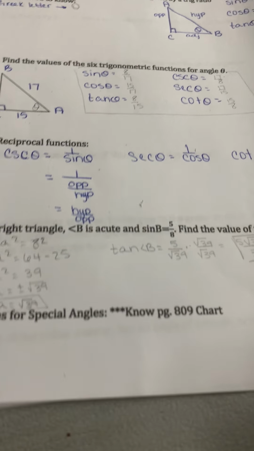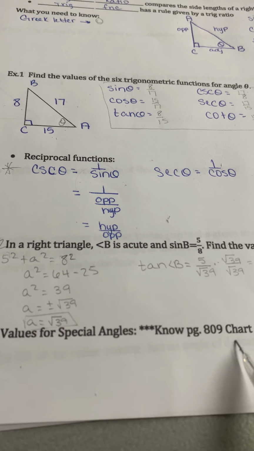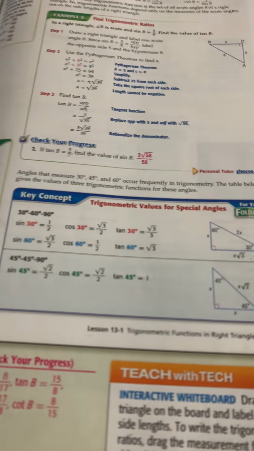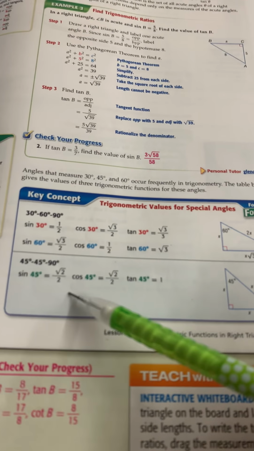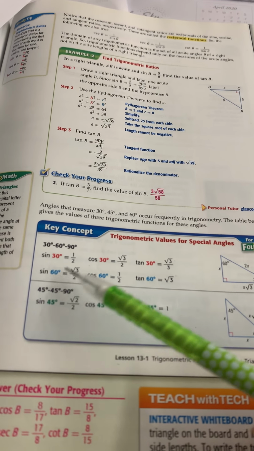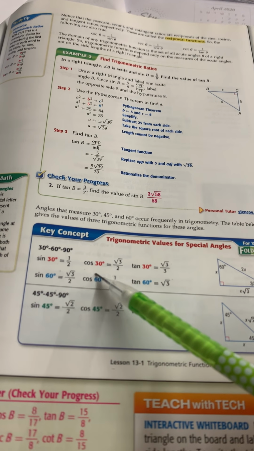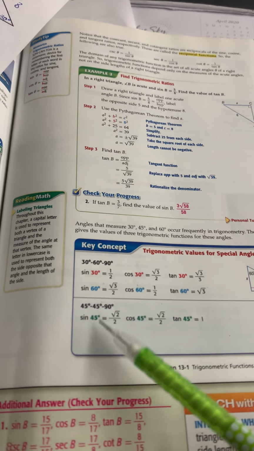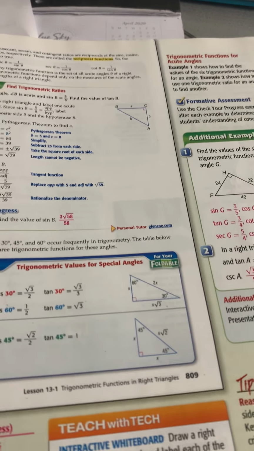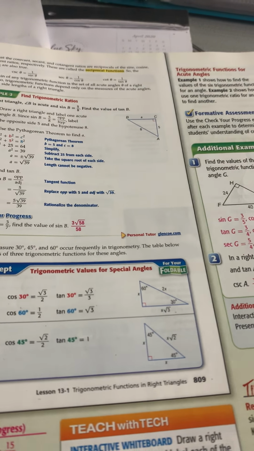Now, one thing that you need to know is on page 809, it has a chart of the special triangles. You need to have these memorized. I need to be able to ask you, what is the sine of 30? It is 1/2. What is the sine of 60? Square root of 3/2. Okay, and also for 45, 45, and 90s. So those need to be just like your multiplication tables, and you need to have those memorized. So put a star by that and have it memorized.